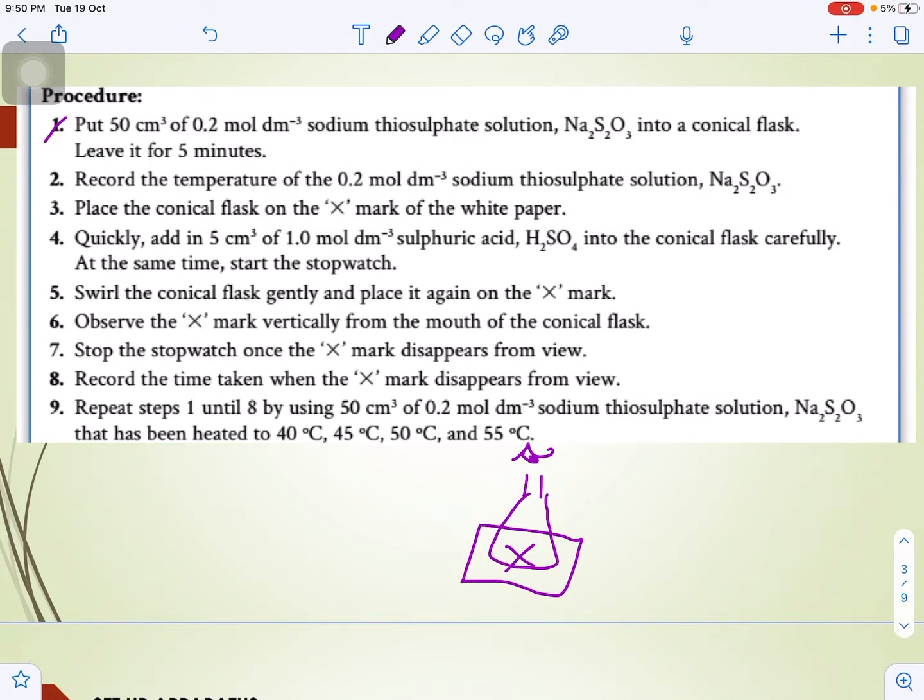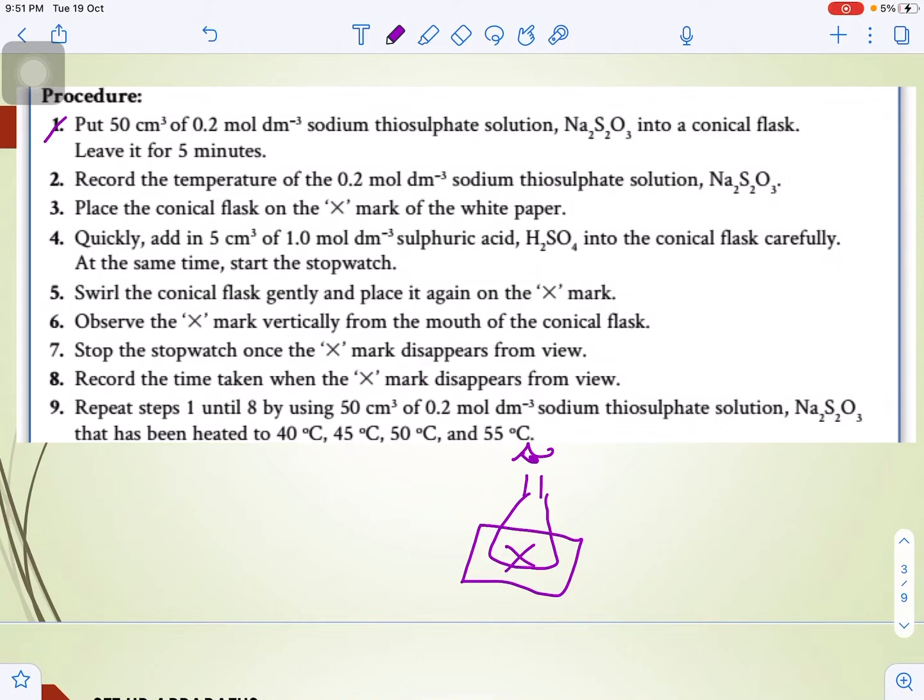Observe the X mark vertically from the mouth of the conical flask. Meaning that we need to observe from the top view. Kita tengok daripada mulut conical flask, bukan daripada pandangan sisi. Apa yang perlu kita lihat? Kita perlu melihat the X mark. Selagi mana X mark itu kita nampak, so kita just continue. But once the X mark disappears from the view, stop the stopwatch. Hilang the X mark daripada pandangan mata, stop the stopwatch.